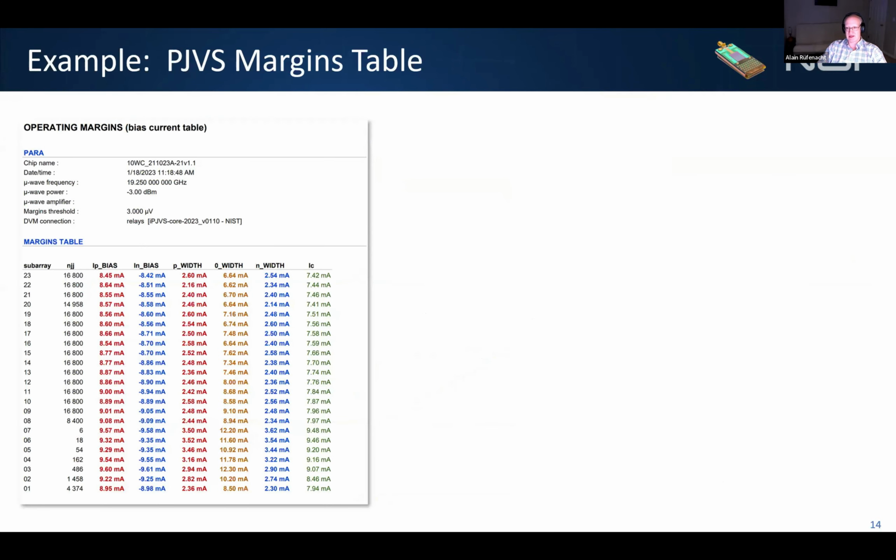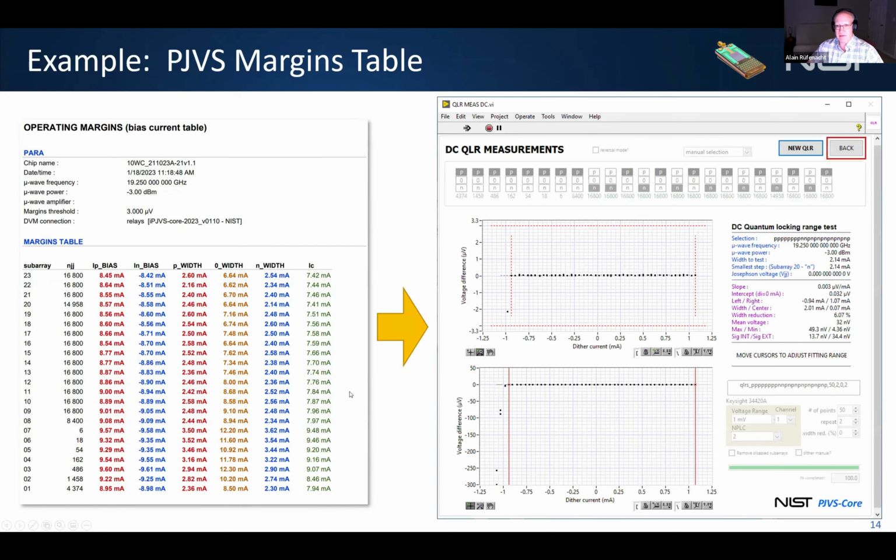So to operate the JVS, especially the PJVS, the first step is to provide what we call the margins table. That means that for each individual junction we measure which current we need to bias it. And we do it on both the positive and the negative step. The reason for that is you just want to verify that it's symmetric. The next step is to verify the width of each bias step to be sure that we can operate it safely. And once you have all this table built, the next step is to verify it.